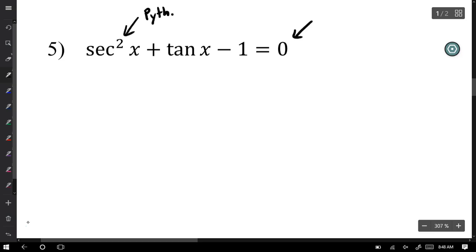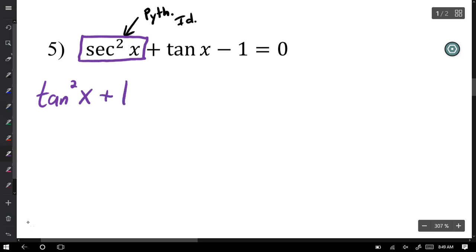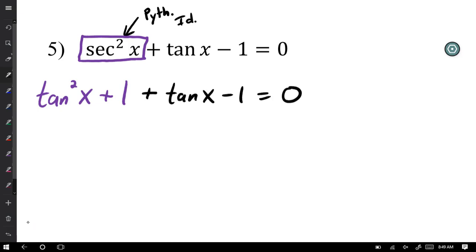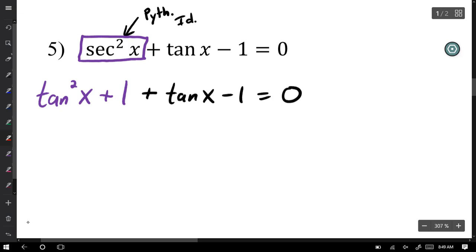I'm probably going to want to look at one of my identities, and that may help me get it into like terms. So if I look at secant squared of x and the Pythagorean identities, I can see that secant squared of x is equal to tangent squared of x plus 1, which is really helpful because now all I have are tangents, my trig ratios, so I have like terms. Very good, I can go from there. It's equal to 0, so what I'm going to do next is combine like terms. Well, the 1 and the negative 1 come together and cancel out. So I have tangent squared of x plus tangent of x equals 0.